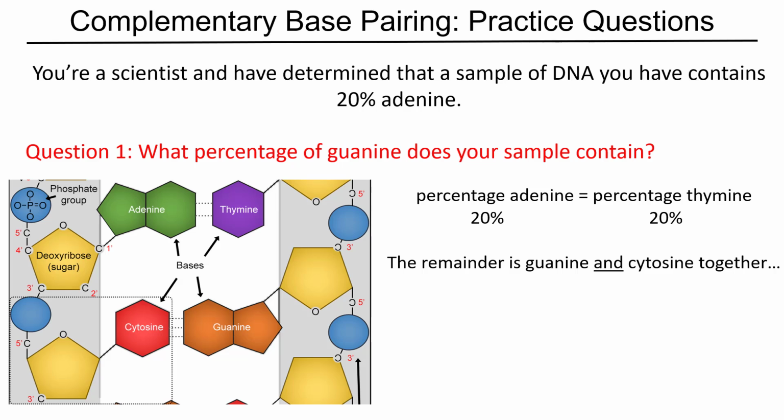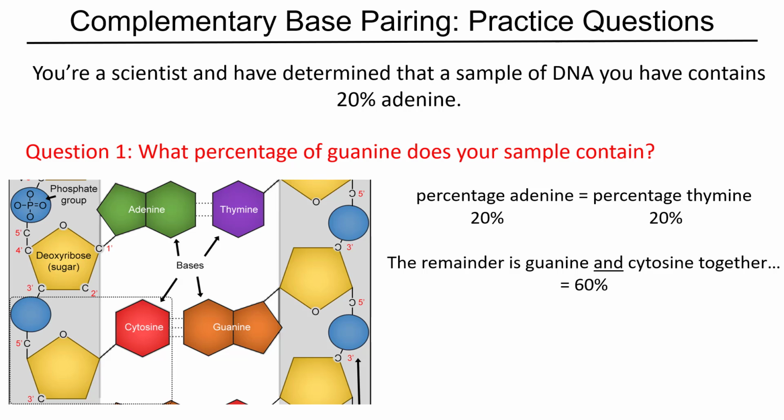In DNA, there's only two other bases that exist, cytosine and guanine. So the remainder is going to be guanine and cytosine together. If we have 40% adenine and thymine, then 100% minus 40% is 60%. So 60% of the DNA is guanine and cytosine together. Now, the question wasn't asking for them together. The question was asking what percentage of guanine our sample contains.